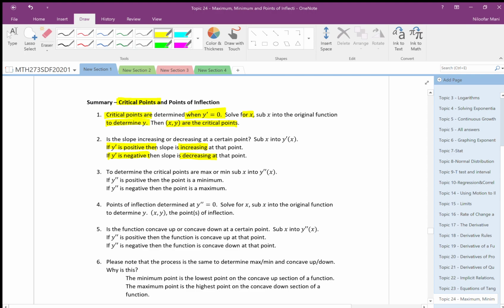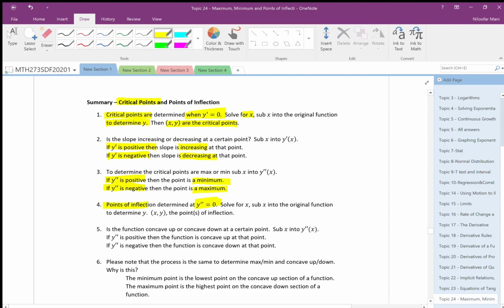For maximum and minimum, you can do step 2 as well, checking increasing and decreasing, but it's time consuming. So I recommend finding the second derivative. If the second derivative is positive, it's a minimum. If the second derivative is negative, it's a maximum. Remember, negative, maximum.